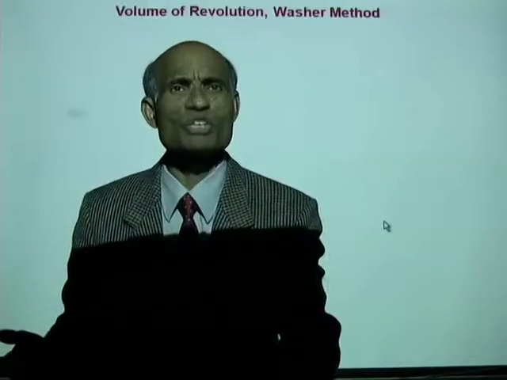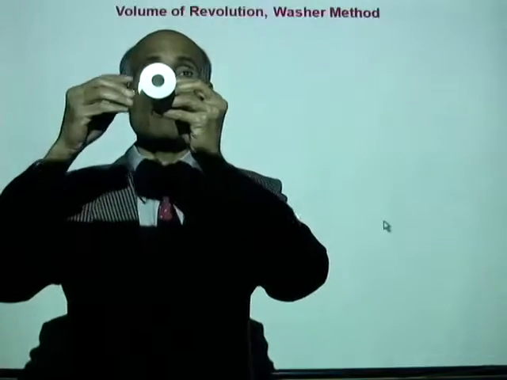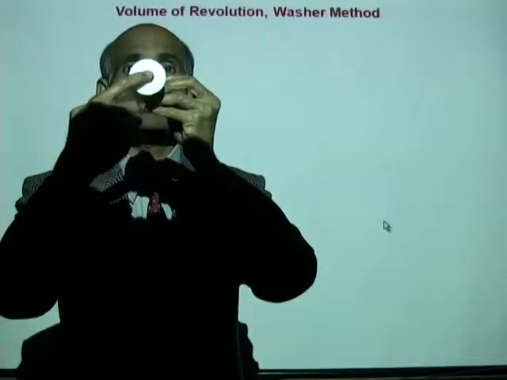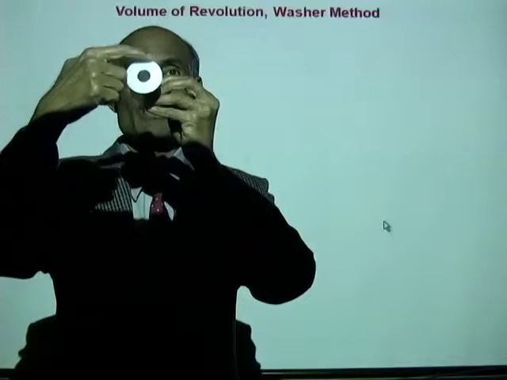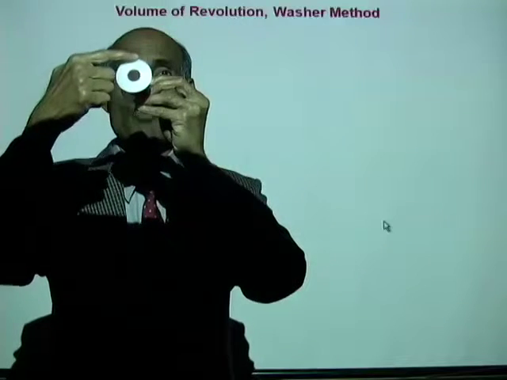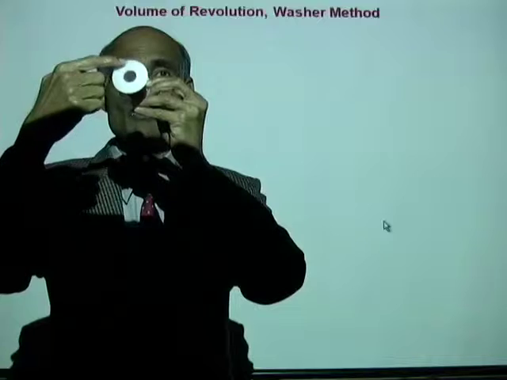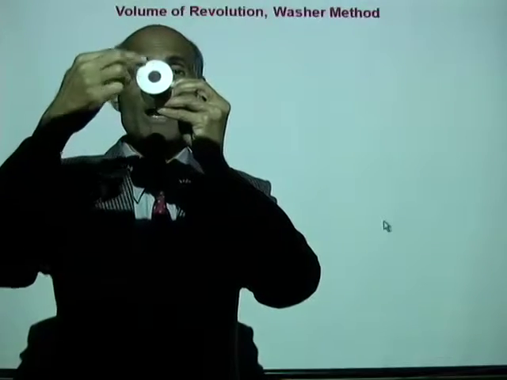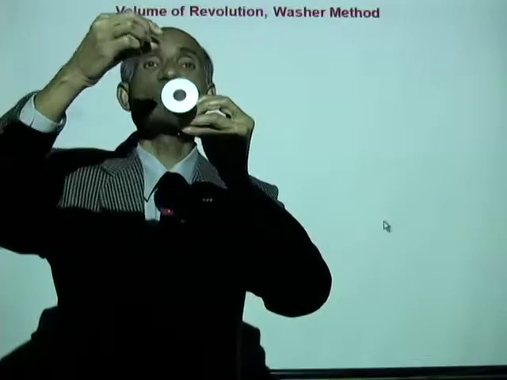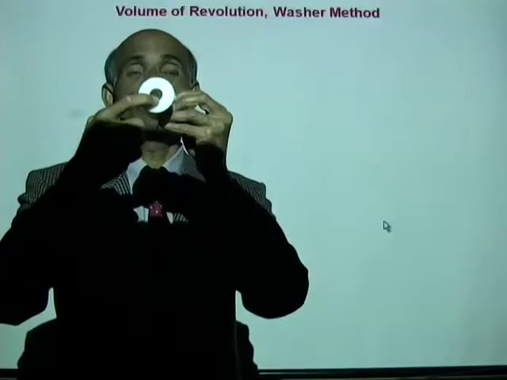Now, what is a washer? I'm sure you have seen washers used for fixing things. Now, here is an example of a washer. If you notice, there's a hole in the middle. Now, you have the graph of one function and the graph of a second function. There is an area enclosed by the graphs of the two functions, and it is that area that we revolve about an axis, and it generates a washer.